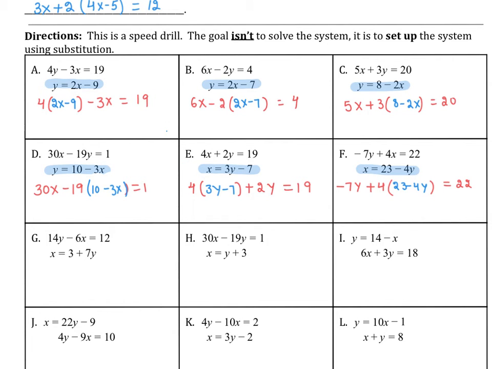Letter E is different from all the questions we just did because in this case the x is isolated. I'm going to rewrite the first equation and use the x value 3y minus 7 in it. For letter F, you have x by itself because x is isolated. Now you're going to use this x value and plug it into the first equation. So this is your new equation after plugging in.